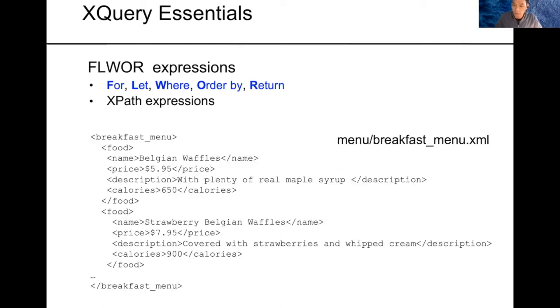Here is an example, an XML file about the breakfast menu in a collection of menus. It describes some information about the breakfast food. It will be used later.